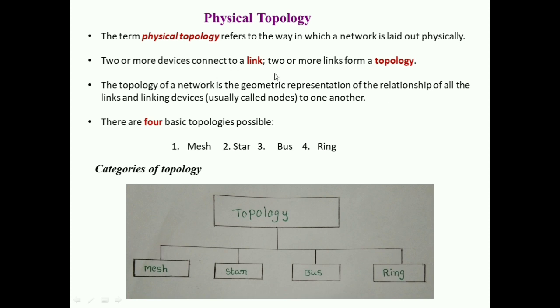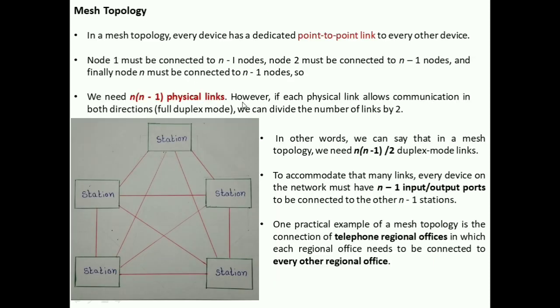The topology of the network is the geometric representation of the relationship of all the links. As we said, two or more links form a topology, so it gives the geometric representation of the relationship of all the links and the linking devices which are connected to each other in a given network. Generally there are four basic topologies. The first one is mesh topology, the second is star topology, the third is bus topology, and the fourth is ring topology.